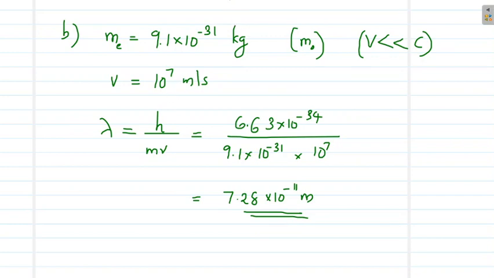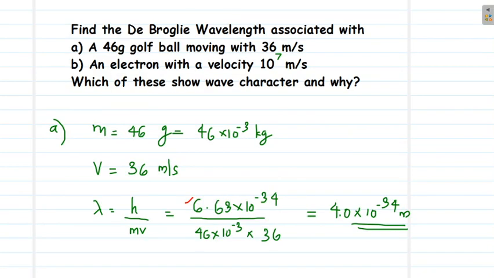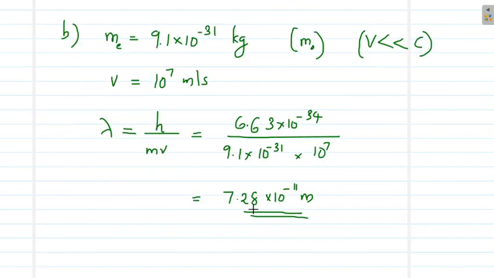So let us have a quick comparison between both these wavelengths. In the case of a golf ball, the wavelength associated with it is of the power 10 raised to minus 34, which is a very small quantity. Whereas in the case of an electron, the wavelength is of the order of 10 raised to minus 11. So this is a somewhat bigger quantity, something that is comparable to normal wavelengths.